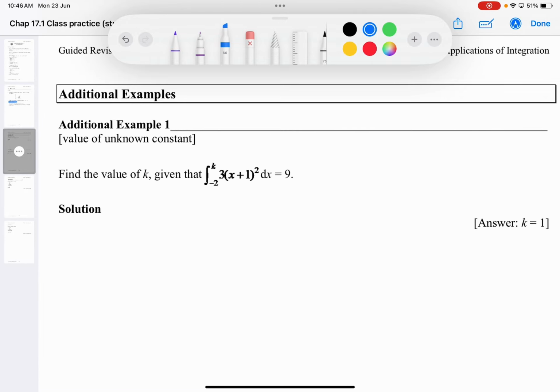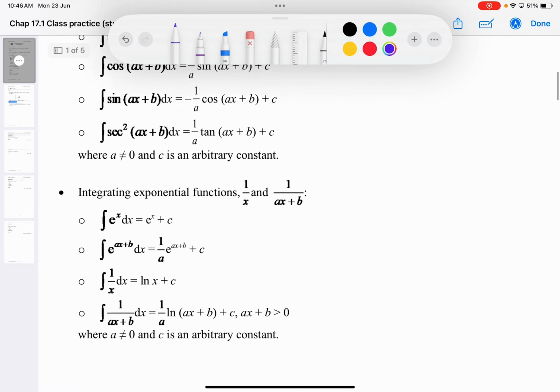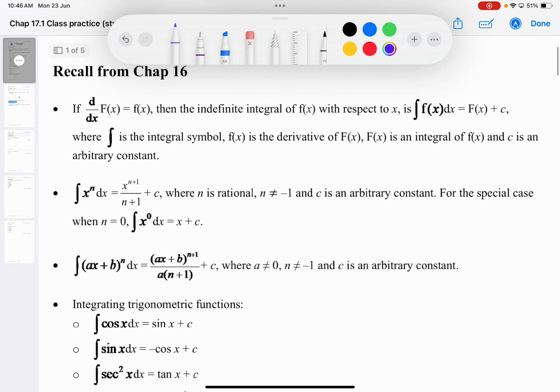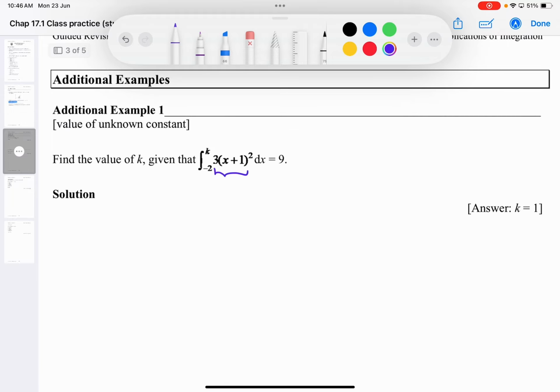Okay, additional example 1, finding the value of unknown constants. Find the value of k given that the integral from -2 to k of this function is equal to 9. So you are given this equation. First thing you do is you try to integrate this function. How do we integrate this function here? Which formula should we use to integrate that function? Right, the third bullet point, this one. So we will apply that formula here.